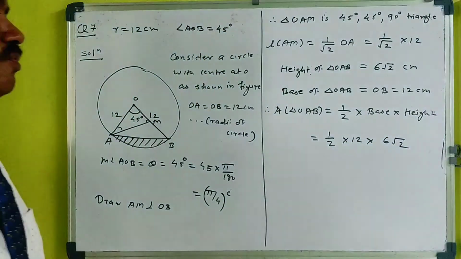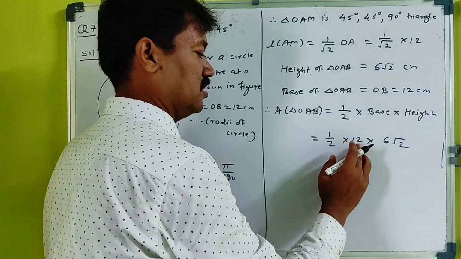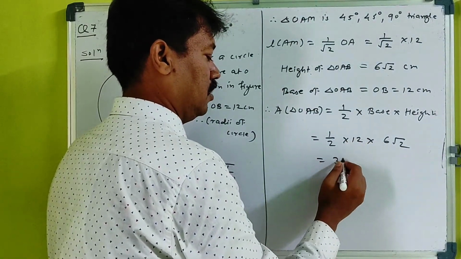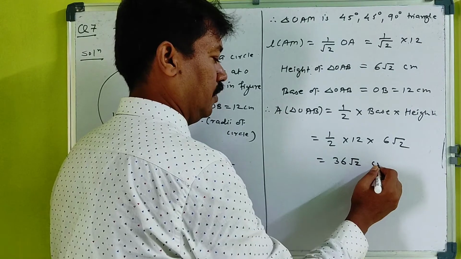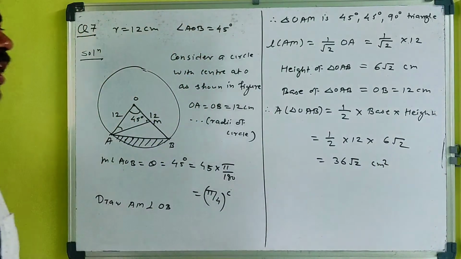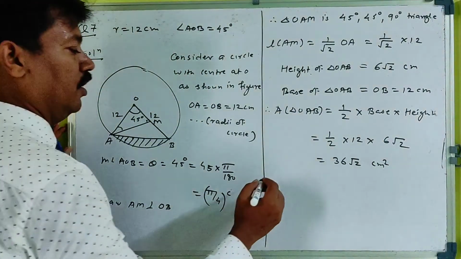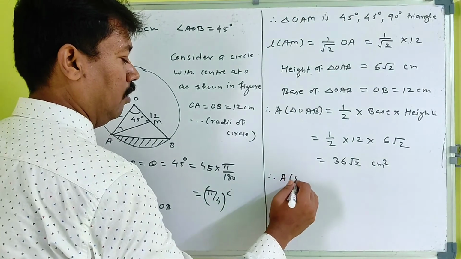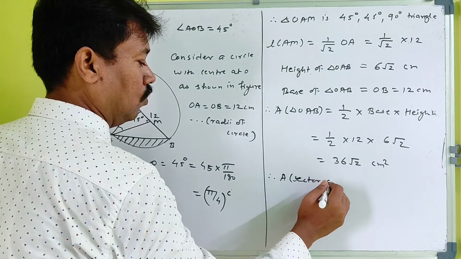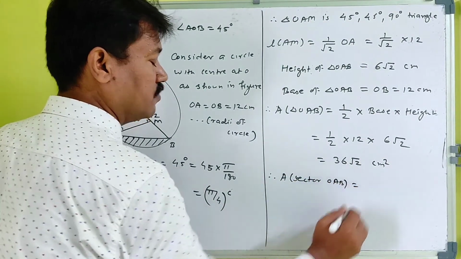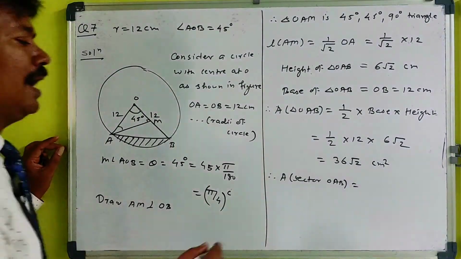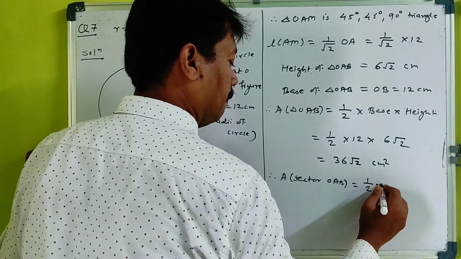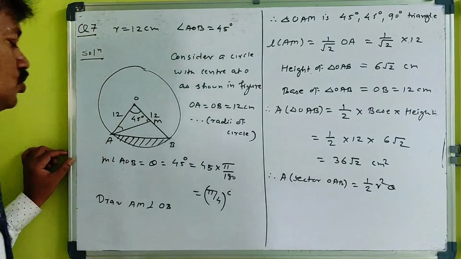12 into 6 root 2. So this is cancelled with this. So 6 into 6 becomes 36 root 2 centimeter square. That is that. And therefore, area of sector OAB. What is the area of sector OAB? It is half r square theta. Half r square theta.